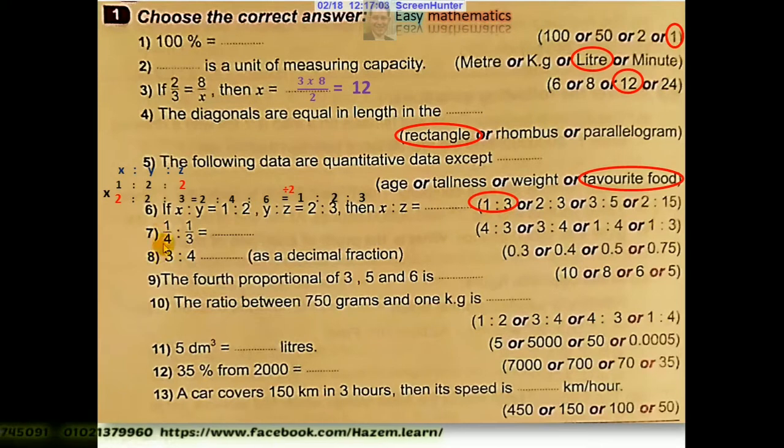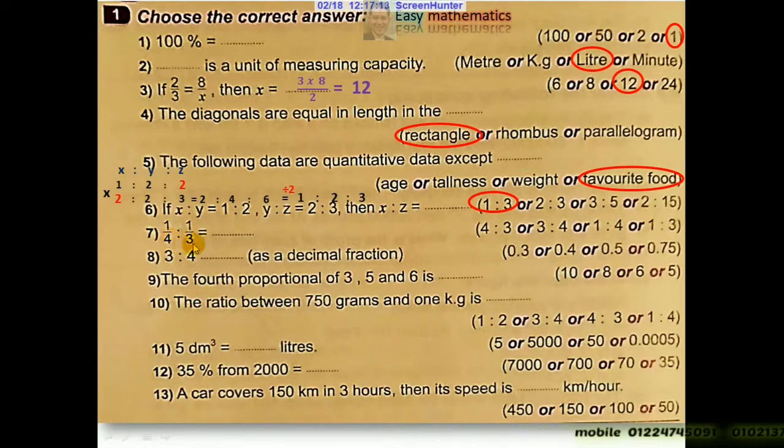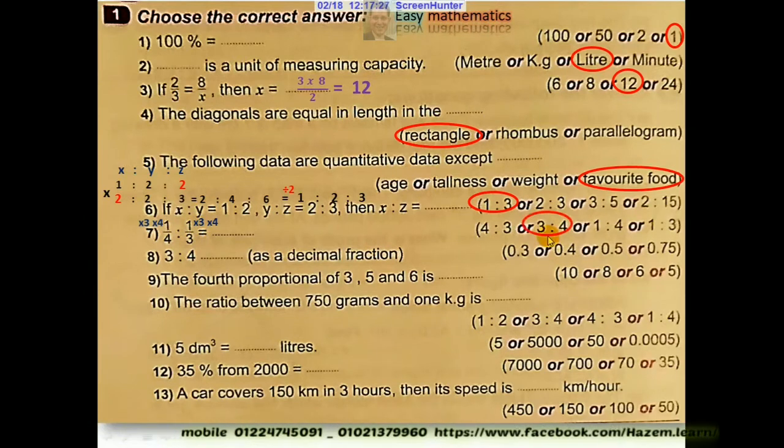Number 7. Quarter to third. This is called the third case. We have learned it before with Mr. Hazem. To solve it, we must multiply both of them by their denominators. It means we multiply quarter here by 3 times 4 and also multiply third by 3 times 4. It will be equal to 3 to 4.